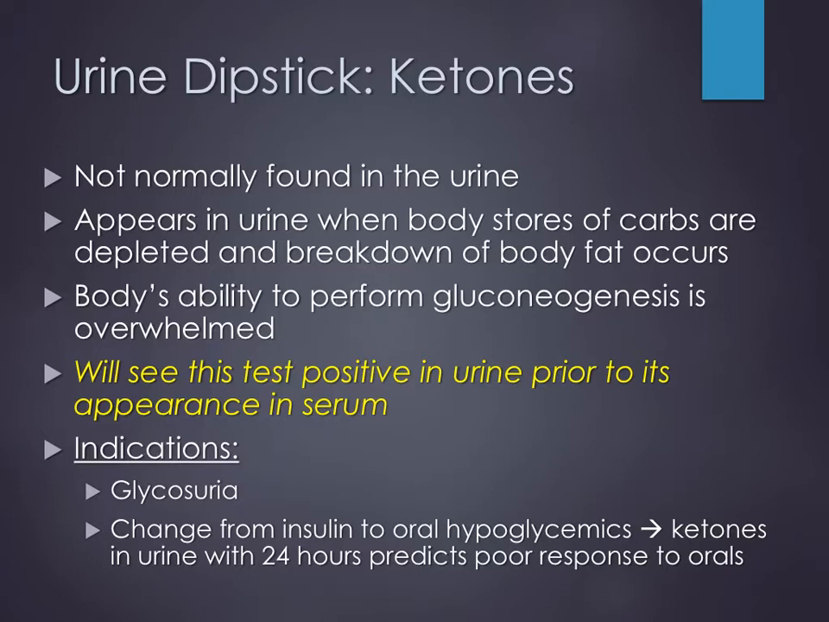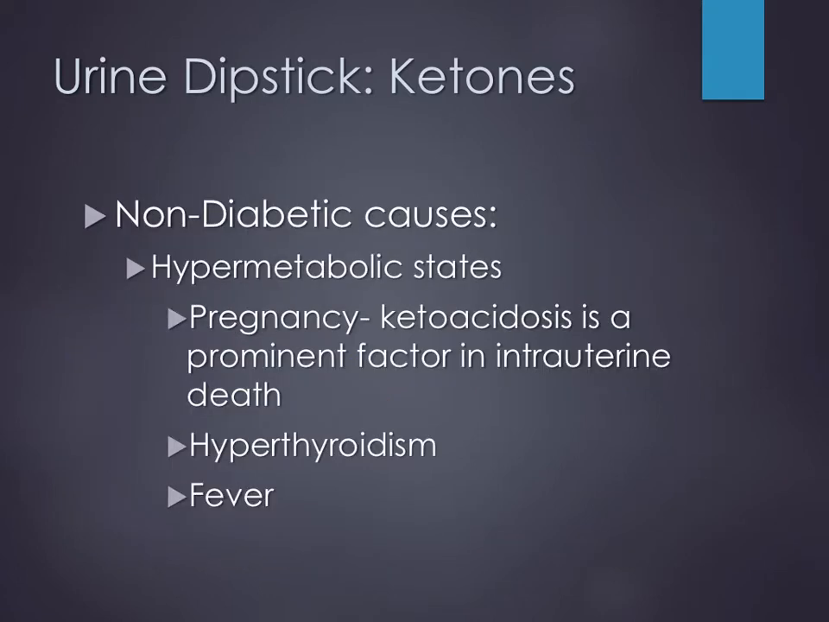Now, when are you going to want to check for this? If you're seeing high amounts of glucose in the urine, or sometimes we'll check for this in patients that have been switched from insulin to oral hypoglycemics. The reason for this is that ketones found in the urine within 24 hours of this medication change typically predict a poor response to the oral medications. Now, non-diabetic causes, like I mentioned before, could be these hypermetabolic states, such as pregnancy. In fact, ketoacidosis found in pregnancy is a prominent factor in intrauterine death. Other things to consider would be hyperthyroidism and fevers.